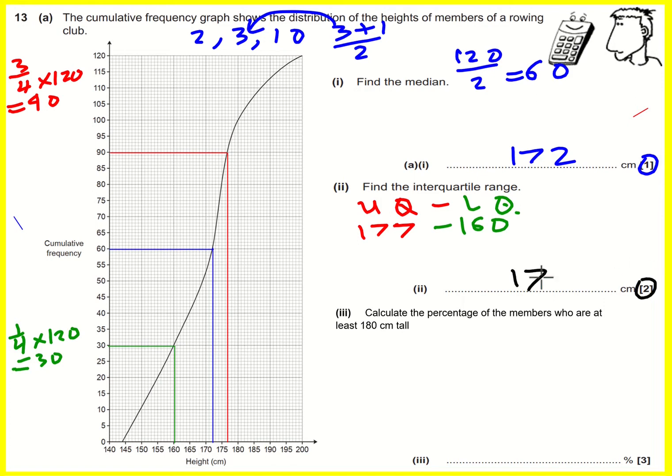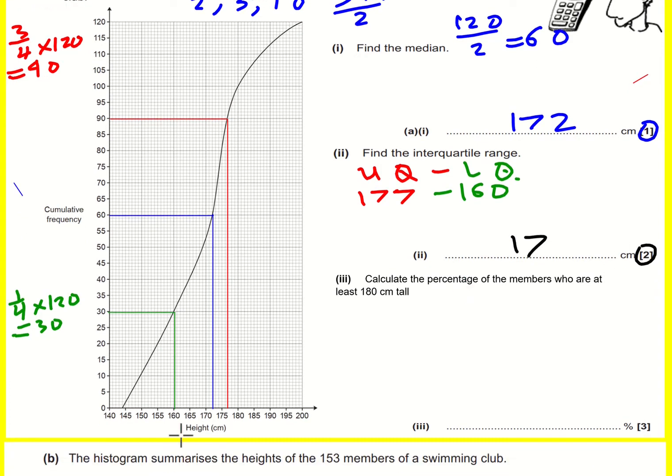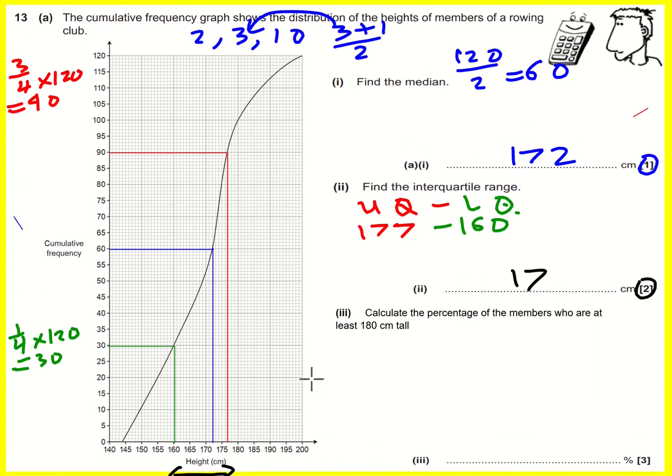What that tells me, in fact, is that 50% of the data is within these two values. It gives me a good measure of the spread. But I'm not going to say any more on that.